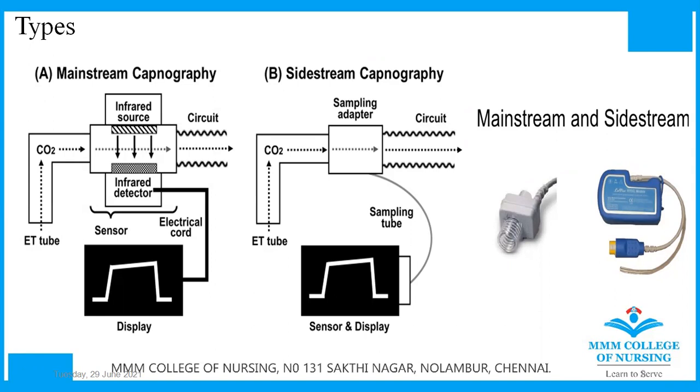And in sidestream capnography, the expired air from the endotracheal tube is sent to a sampling adapter, from which the expired sample air is sent to the sampling tube, which is connected to a sensor and a display, which senses the carbon dioxide level and then displays the reading and the waves. And this is an example of mainstream and sidestream capnography, which is shown in the picture.